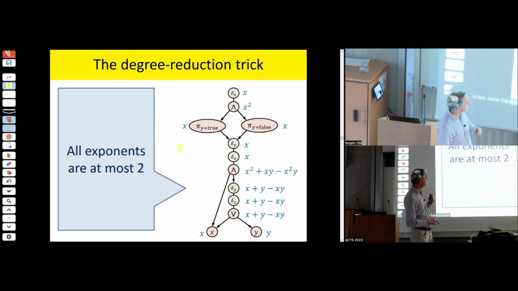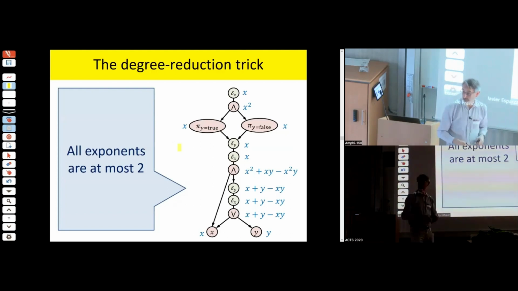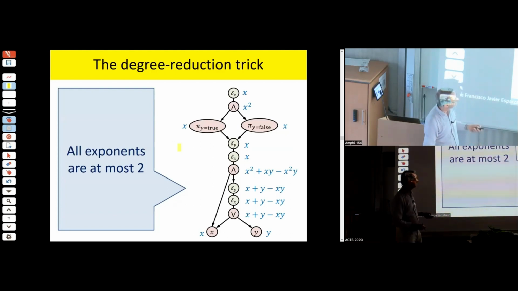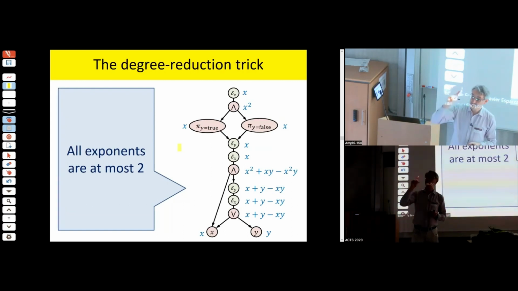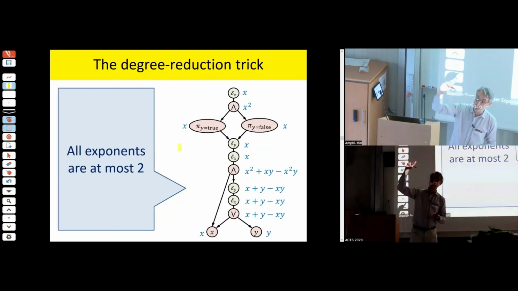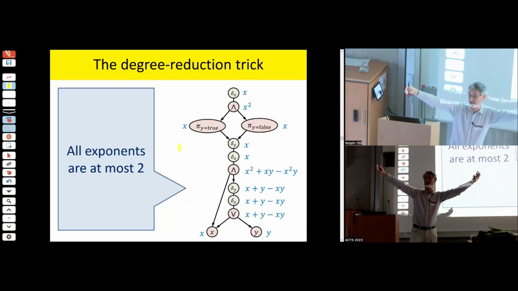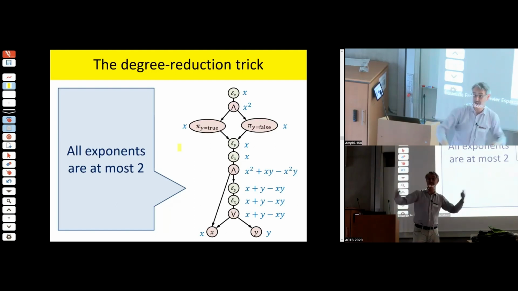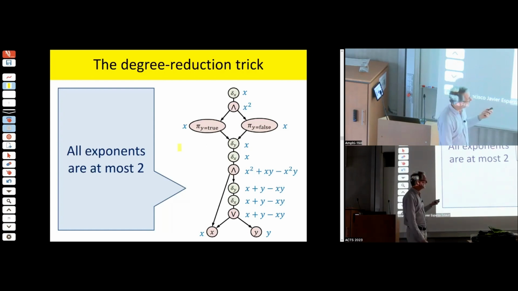And now the interesting thing is, all exponents that you are going to get throughout in all nodes, when you construct the polynomials in this way, all exponents are going to be at most 2. Notice that the polynomials may still be exponential, because if you have n variables, then the number of monomials that you can have on n variables is still exponential. But you no longer have the problem with the degrees, right?